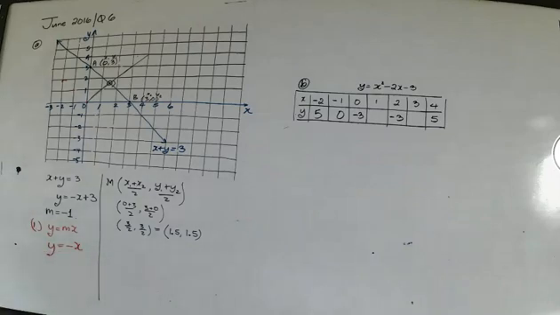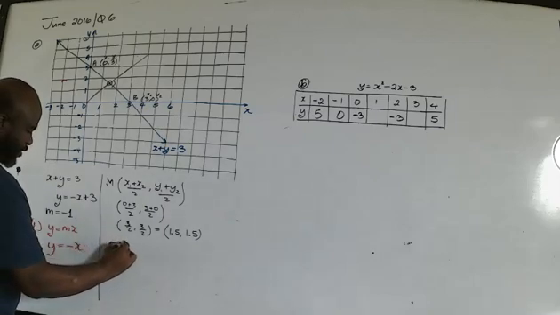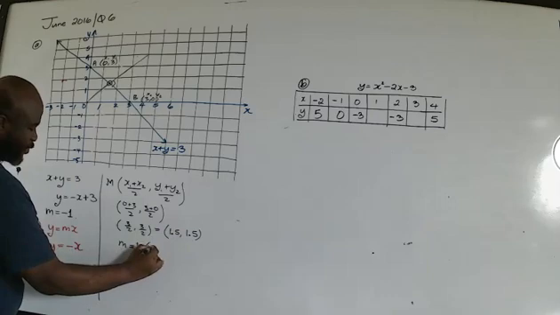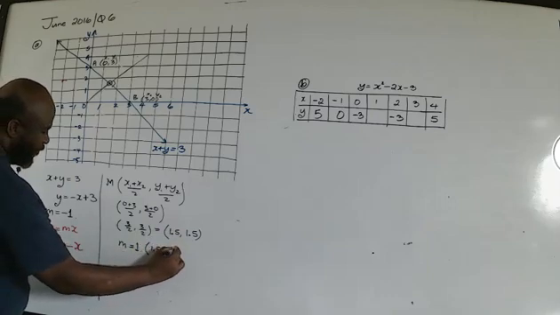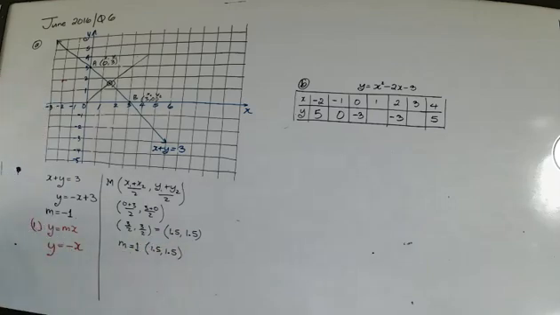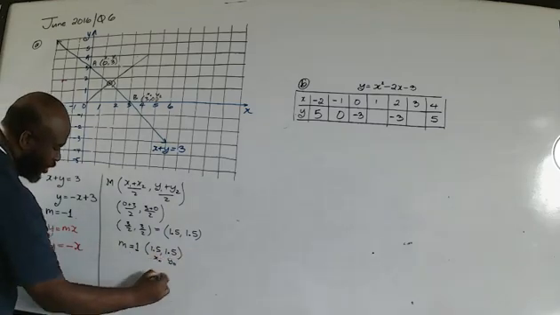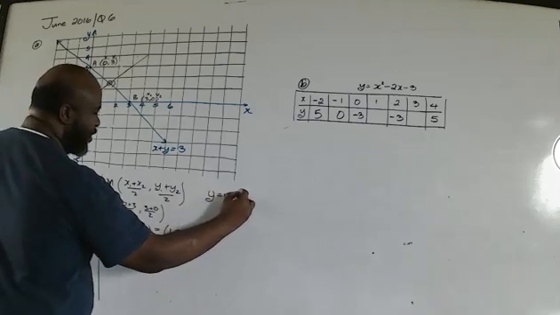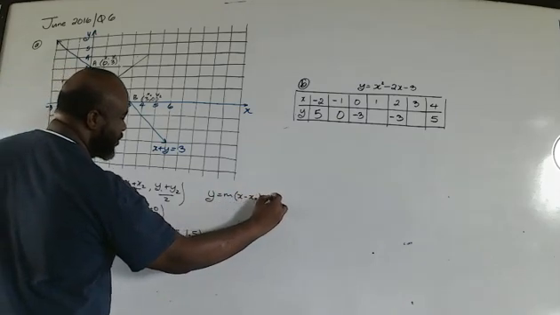What will be the gradient of the line you want to find? You must invert it and change its sign. So the gradient is 1, so m is 1. One point on the line is 1.5, 1.5. This is my x naught, y naught. This is y is equal to m into x minus x naught plus y naught.